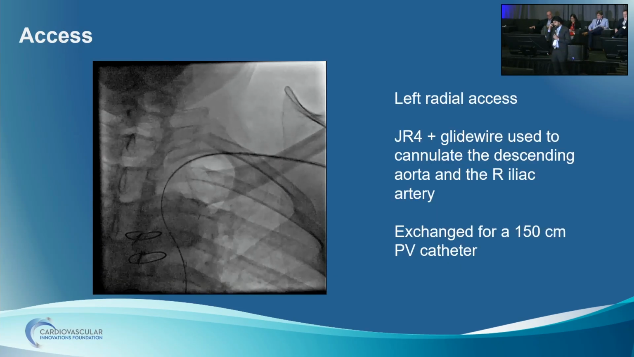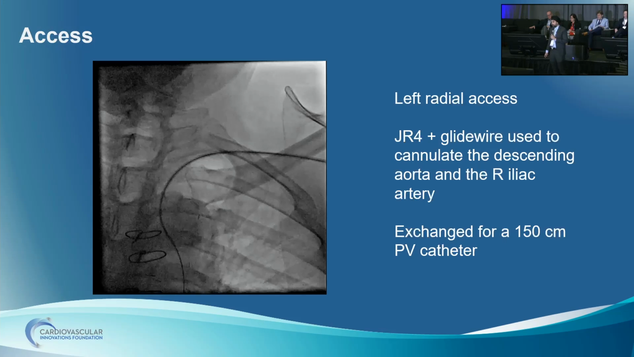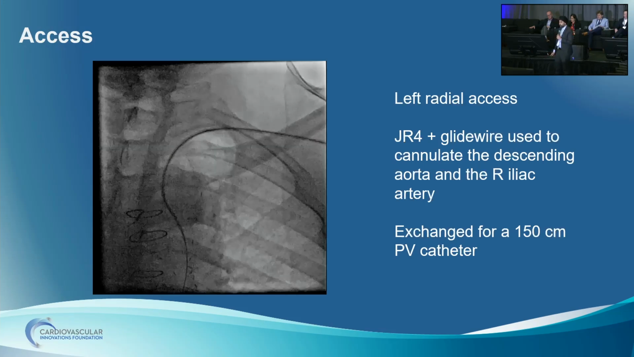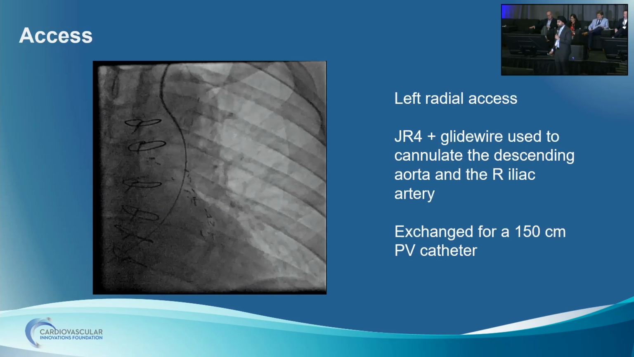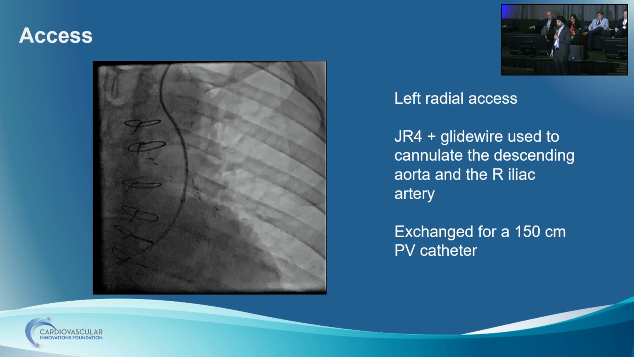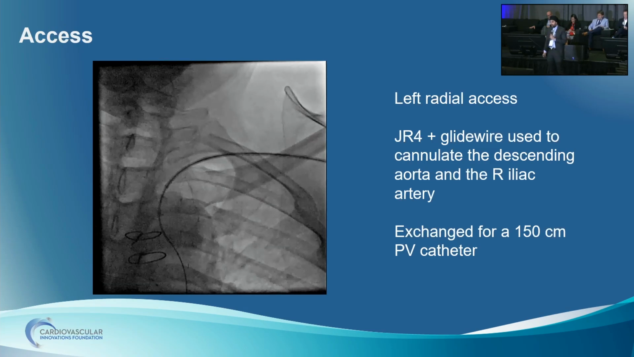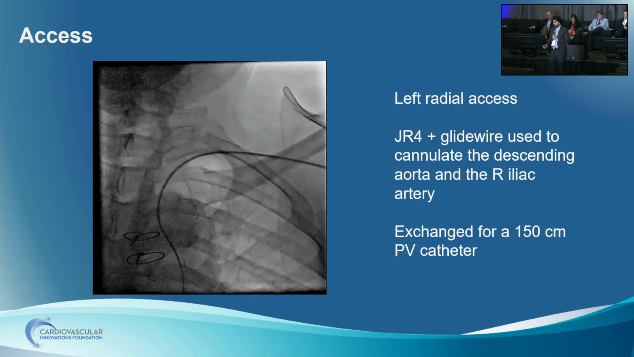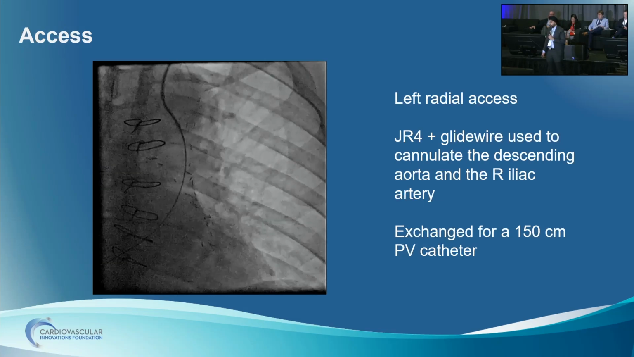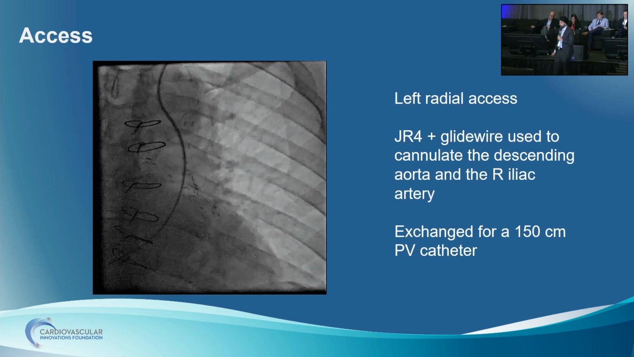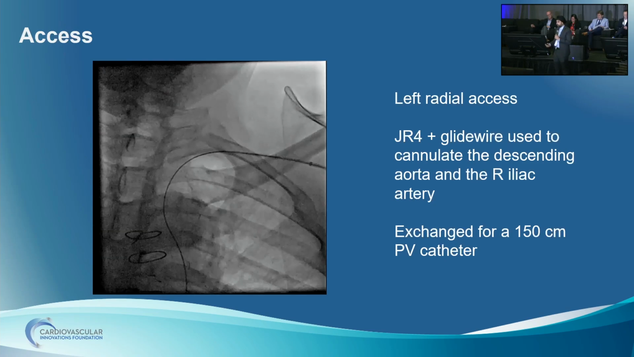So we ended up starting left radial. We took a JR4 and a glide wire used to cannulate the descending aorta, exchanged it for our 150 PV multi-curve. And usually we use the R2P 119 or even 105 for patients that we're looking at SFA to land in the common femoral. But because of all the tortuosity, we lost a lot of length. We actually needed the 149 catheter.